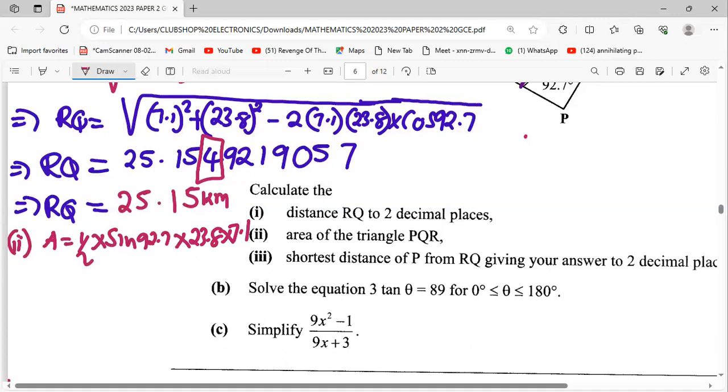That is half times sine 92.7 times 23.6 times 7.7. So our area is equal to 84.3962055355 4.